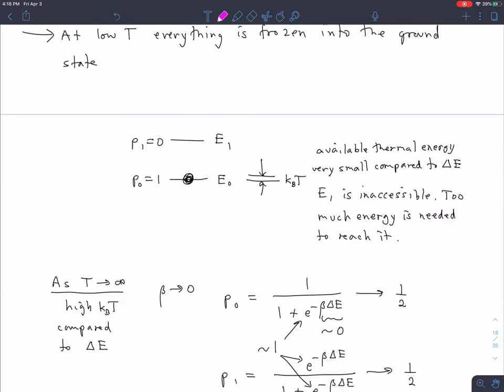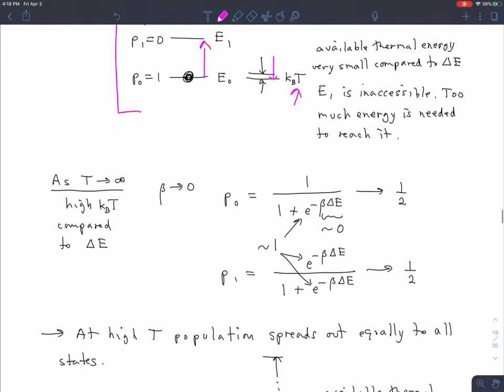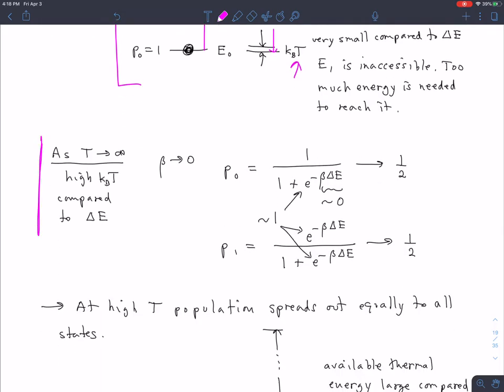I'm just saying the same things here that I just said. When kT is really small, especially if it goes all the way to 0, then there's no energy available to get to the excited state, and everything is frozen into the ground state. All right, let's try the opposite extreme. Let's take the case where T goes to infinity.